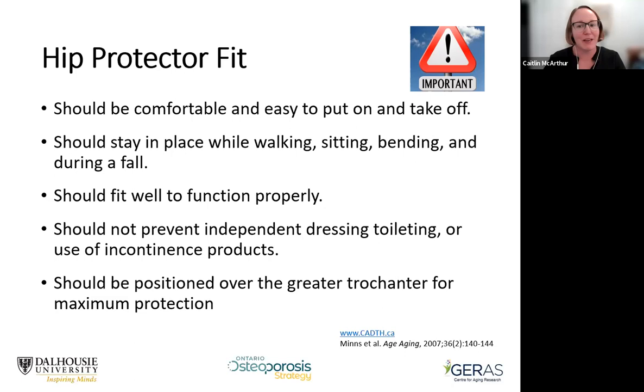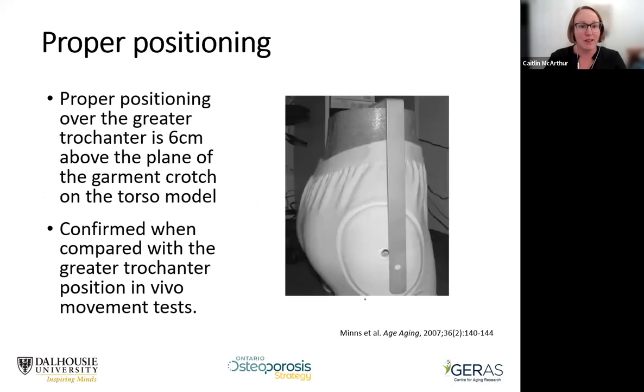So I think I've mentioned this a couple of times, but we really want to make sure that the hip protector is positioned over the greater trochanter for maximum protection, because that's where we'll have the greatest amount of force attenuation, and therefore we're a lot less likely to fracture a hip. So for proper positioning, it should be over the greater trochanter, which is about 6 centimeters above the plane of the garment crotch on a torso model. So the pad needs to be about 6 centimeters higher than where the crotch of the garment sits. And that's the most proper positioning.